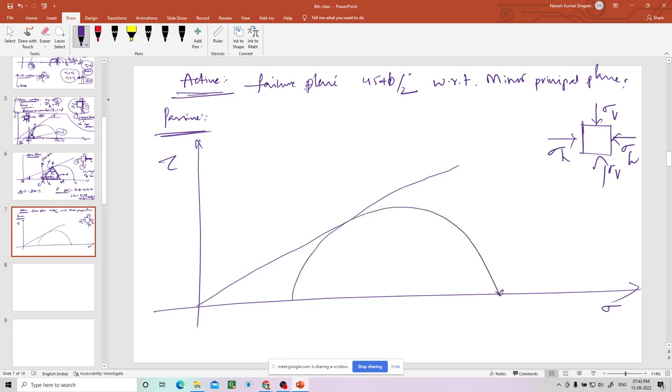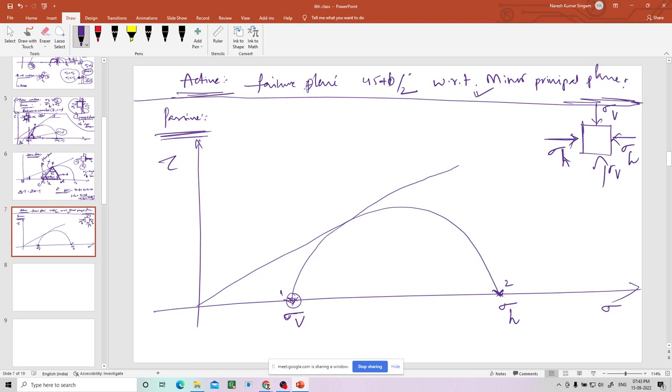Okay, so in the active state the given statement is correct, but whether it is correct for the passive state we don't know, we are just trying that. So now tell me, which is sigma v out of these two points? Let us say this is point 1 and point 2. Point 1 will be sigma v, because sigma v is lesser than sigma h in the case of passive. So now this is the condition of the Mohr circle, right?